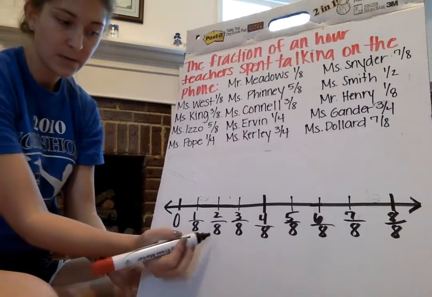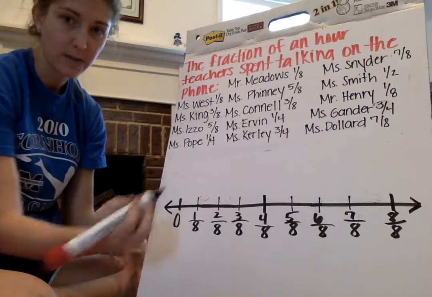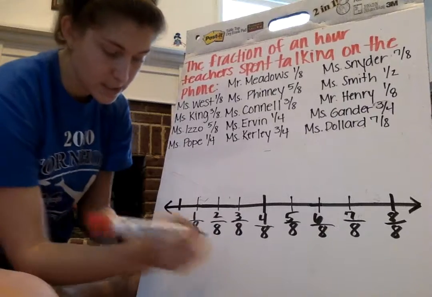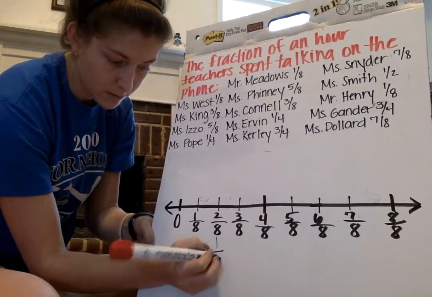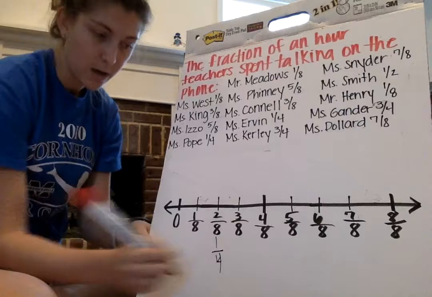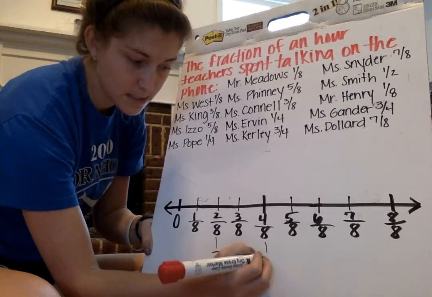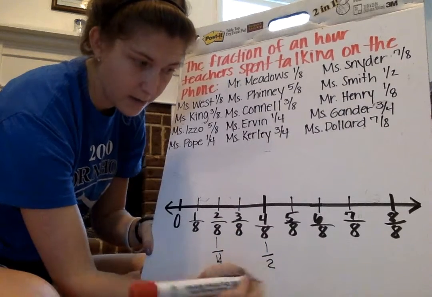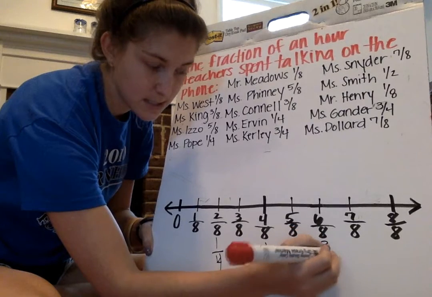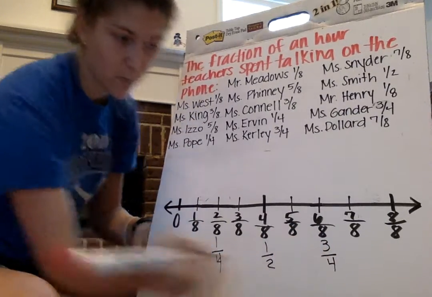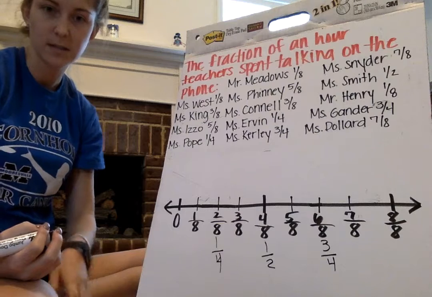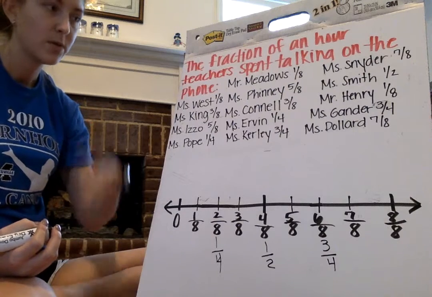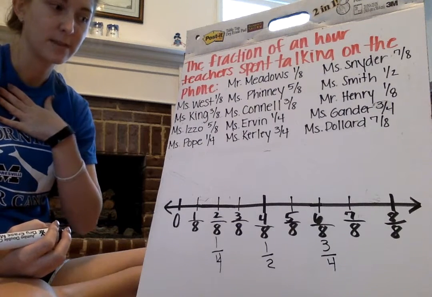A couple other things that we can look at here is we can look at our 2/8. We know that 2/8 simplifies down to 1/4. We know that 4/8 simplifies to 1/2. And we know that 6/8 simplifies to 3/4. So we pretty much have all of our bases covered here. Now, we have to get ready to plot this data.